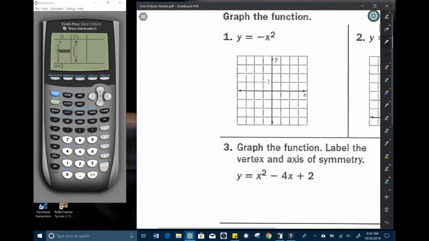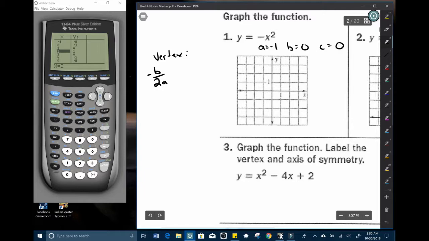First, find the vertex, which is negative b over 2a. But Mr. D, there is no b value. Well, let's see. We have a is equal to negative 1. B, there is none, so that's 0. And c, there is none, so that's 0. Negative b over 2a is just going to be negative 0 over 2 times negative 1. That means it's at 0. How do we find the y coordinate? We're going to substitute that back in.